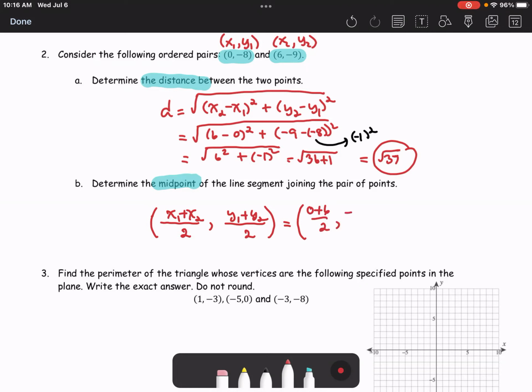y2 is going to be -8 plus -9, divided by 2. It simplifies to 6 over 2, which is 3, and for the second coordinate, -8 minus 9 is -17. -17 divided by 2 becomes -8.5 as the coordinate of the midpoint.